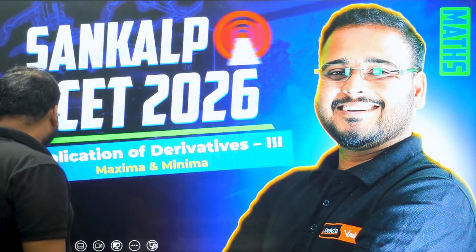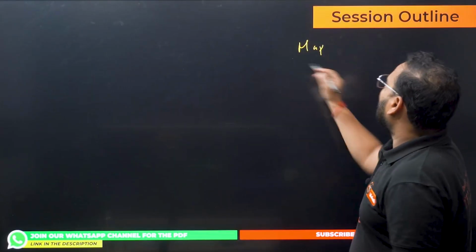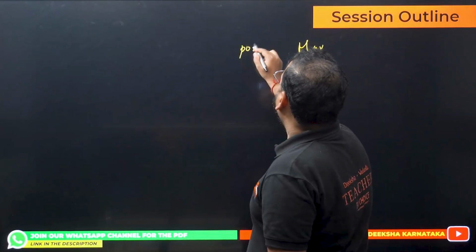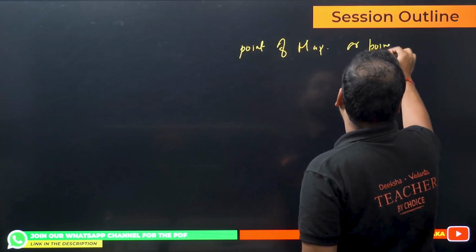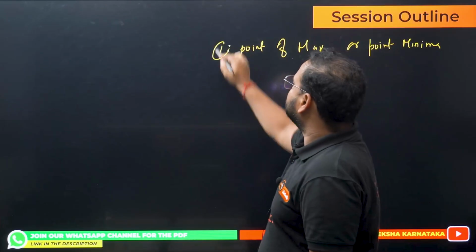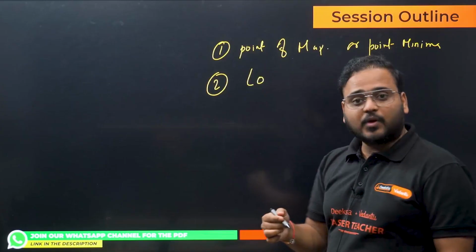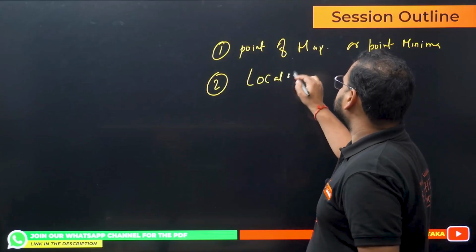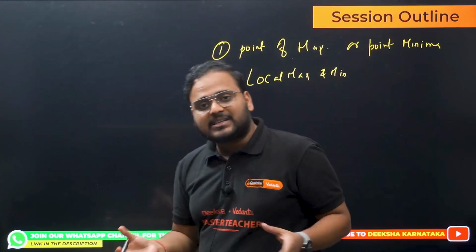Okay, so if you see the session outline, what is going to be done today? Of course, we'll talk about the meaning of maxima, minima. What do you actually mean by saying point of maxima or point of minima? What's the actual meaning of this? Then we'll move on to learn about local maxima and minima, which is where the questions come from. Means, when can we call the given point a local maxima and local minima.